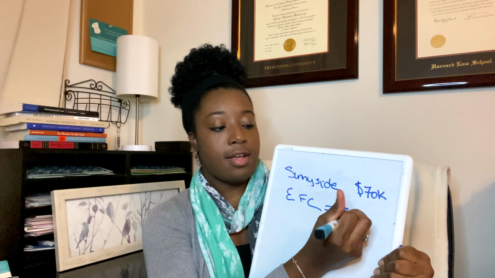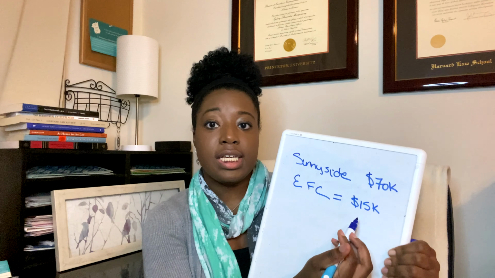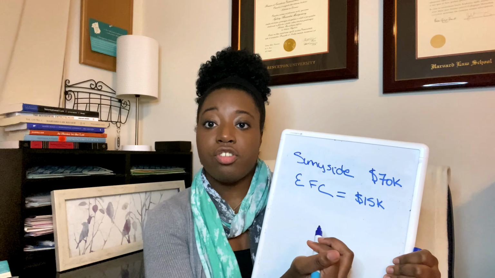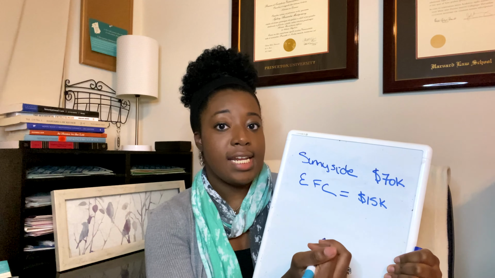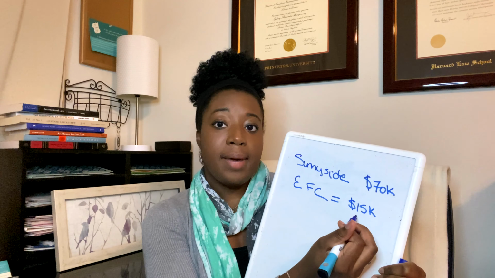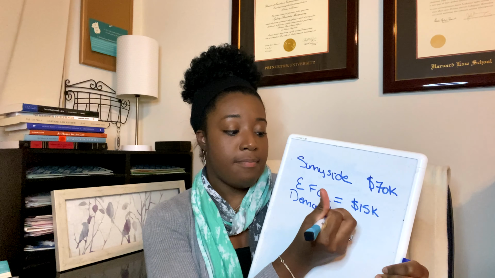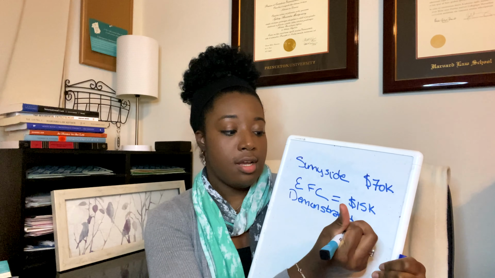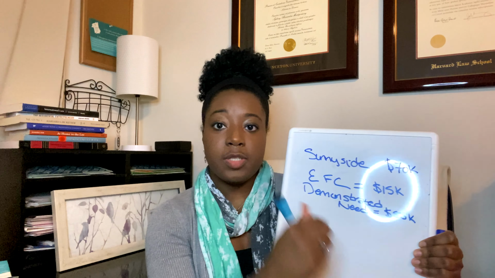Now let's say you calculated your expected family contribution, just like we said earlier, and your expected family contribution was about $15,000. Again, that means that the government or the schools think that you and your family should be able to afford $15,000 a year. So the first question is, what is your demonstrated need? Your demonstrated need is the cost of attendance minus your expected family contribution, because the demonstrated need is the amount of money, based on these equations, that your family will need. So your demonstrated need is $55,000.